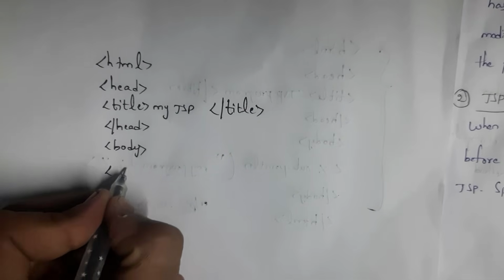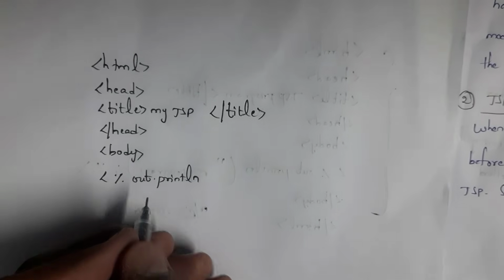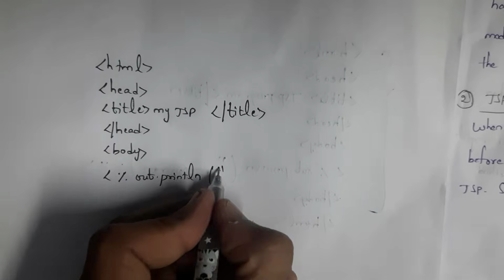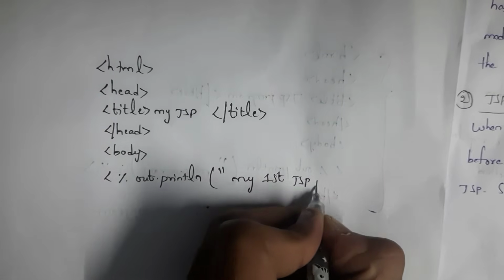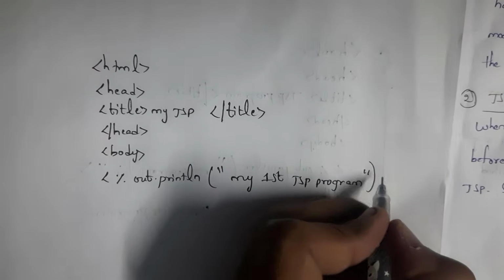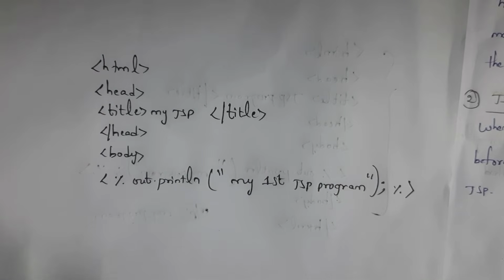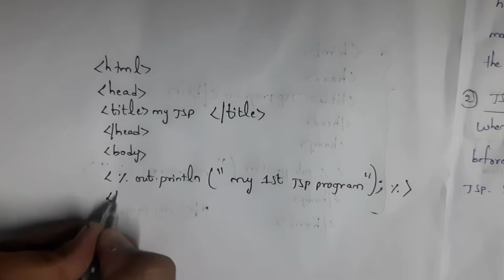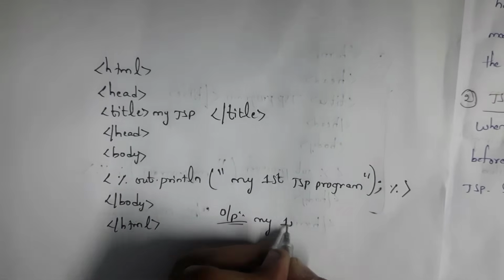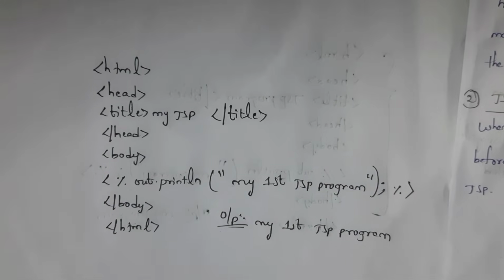I am writing the Java code as: open bracket, percentage, out.println. out.println is Java code that is used to generate output. Open bracket, double quotations, My first JSP program. This is the string which I have given, and we need to include double quotations for a string, then semicolon, percentage, close bracket. This is the Java program which I have written inside HTML. Similarly, close the body tag and close the HTML tag. So the output is My first JSP program. This is the output for this program. This is the first program of JSP.